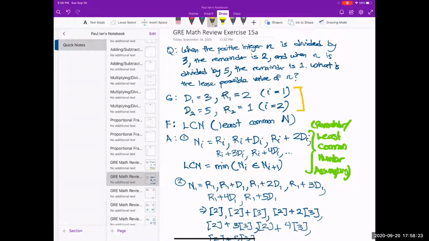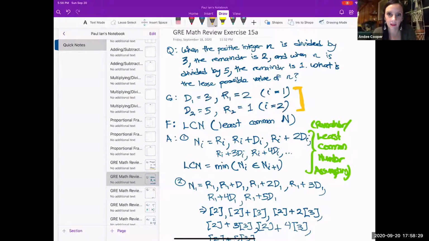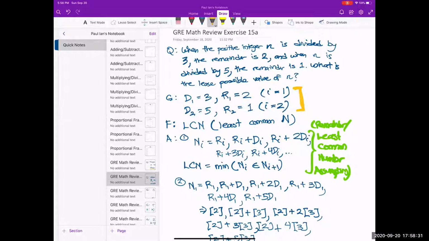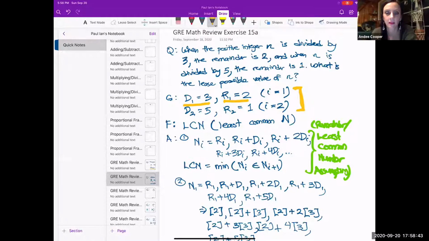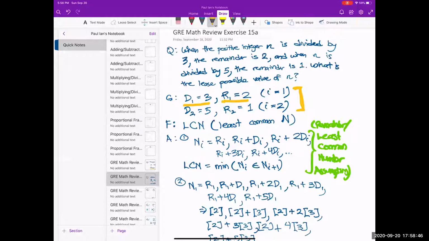Okay, so what I usually do, and you've seen this a lot, is I write down the givens, so that I can kind of frame my mind of how to attack it. So we have D, what is my D here? Okay, so we have the remainder. And D is what you're dividing by. And R is the remainder.